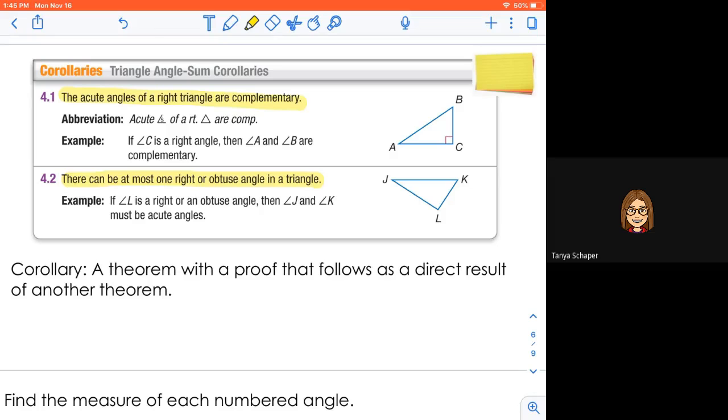Now, when we label our reasonings, we don't ever use numbers like 4.1, 4.2, or 8.7, because those numbers are specific to our textbook. It is the first corollary in chapter 4, and it is the second corollary in chapter 4. So we don't use those numbers. We have to make sure we give them a name. The acute angles of a right triangle are complementary. That is one corollary. The other triangle sum corollary is that at most you can have one right or obtuse angle in a triangle.